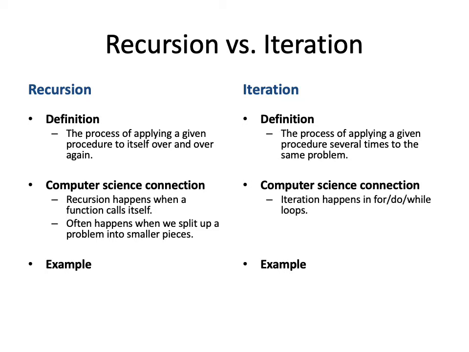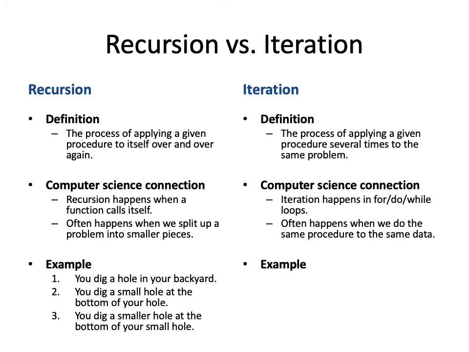Iteration usually happens in for loops, do loops, or while loops. It's just doing the same set of steps over and over again to data. So this often happens when we do the same procedure to the same data.